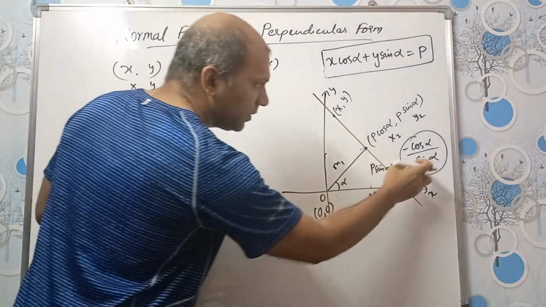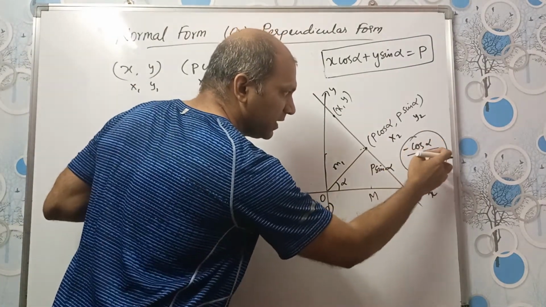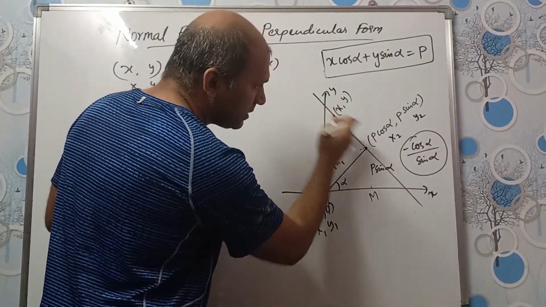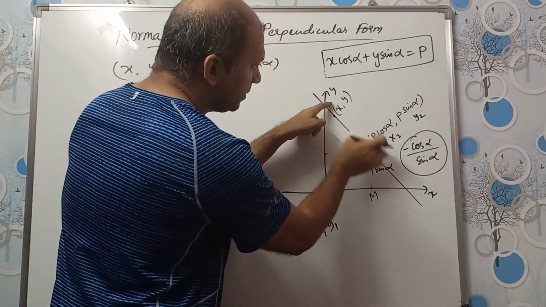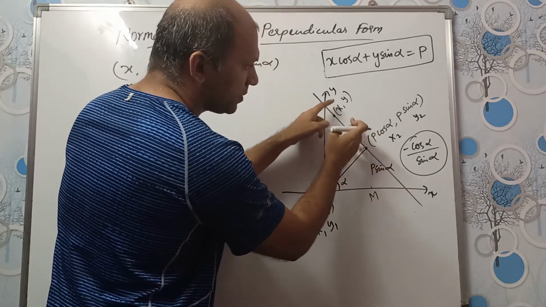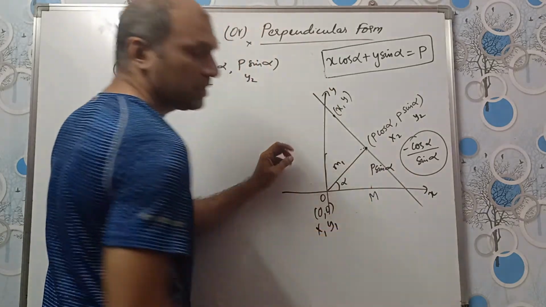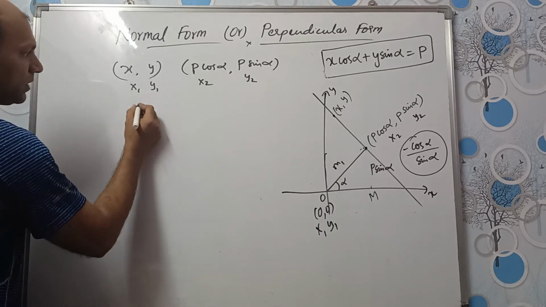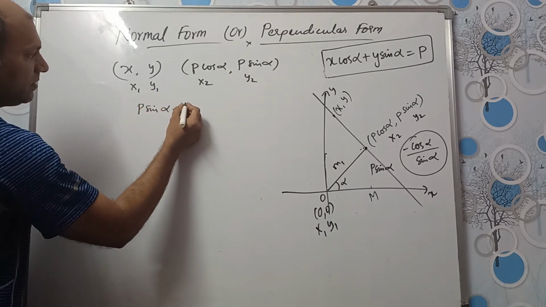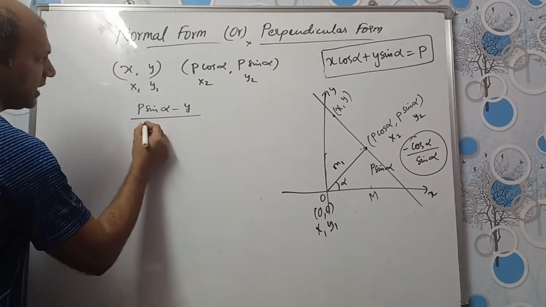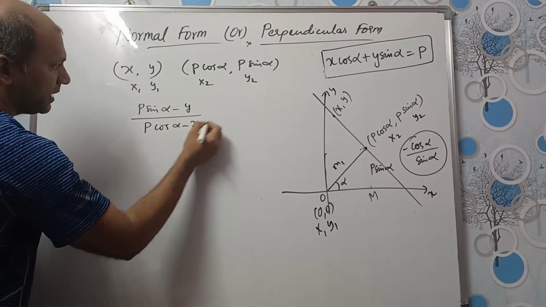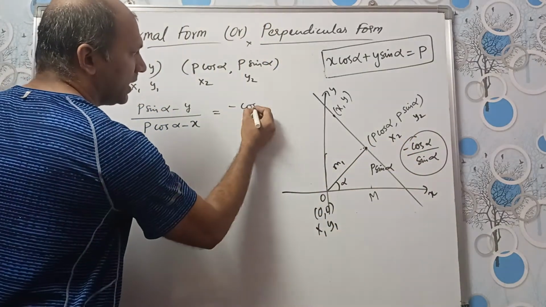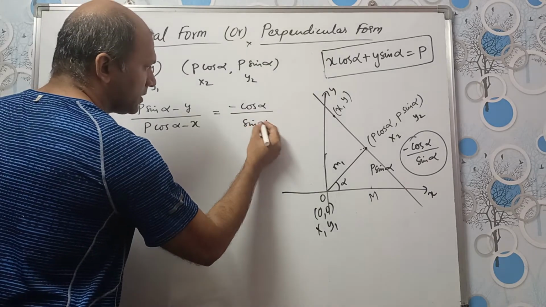We need to find the slope, x1 y1 x2 y2. See, we already found the slope of this line. It is minus cos alpha divided by sin alpha. Now we are finding the slope of the same straight line using these 2 points. Slopes of the same straight line will be same, right? So let us find it. y2 minus y1, that is p sin alpha minus y divided by p cos alpha minus x. This slope should be equal to minus cos alpha divided by sin alpha.